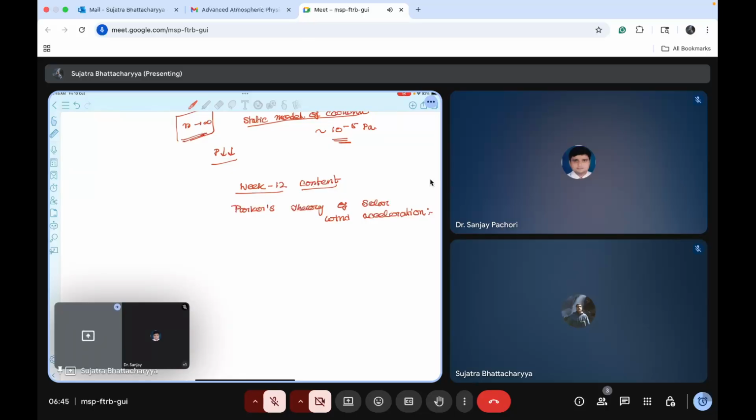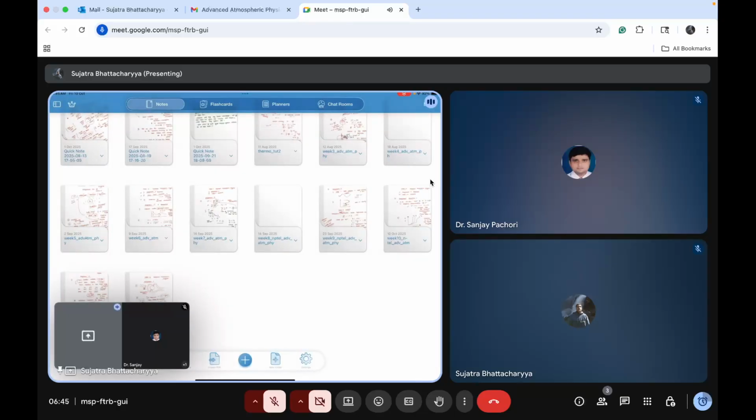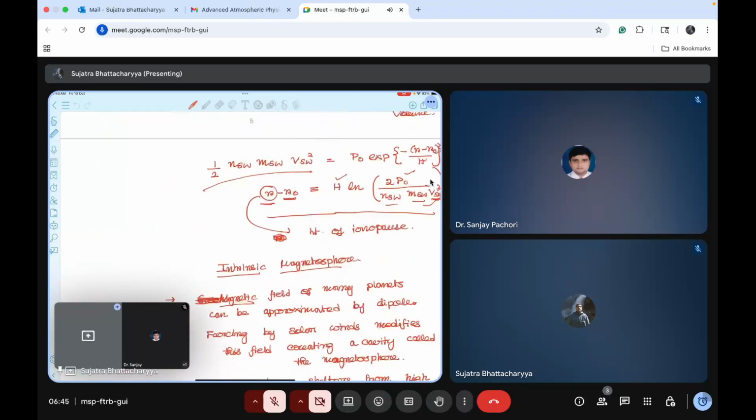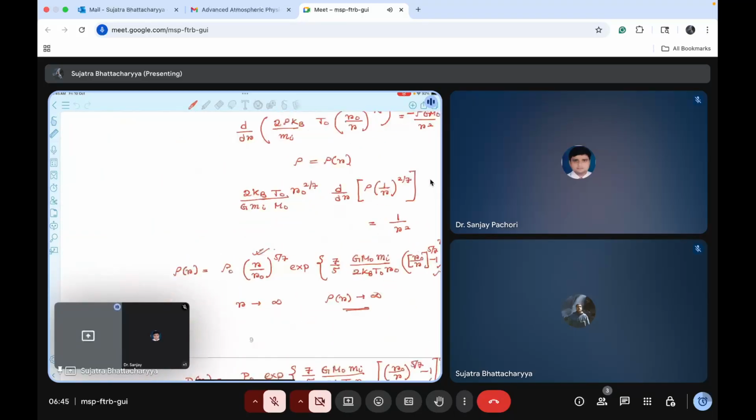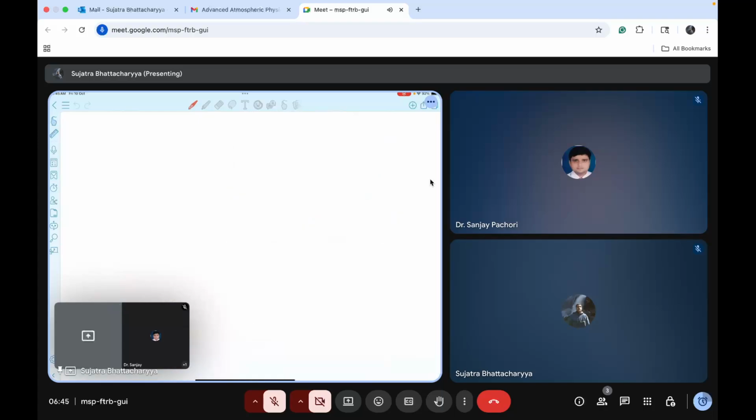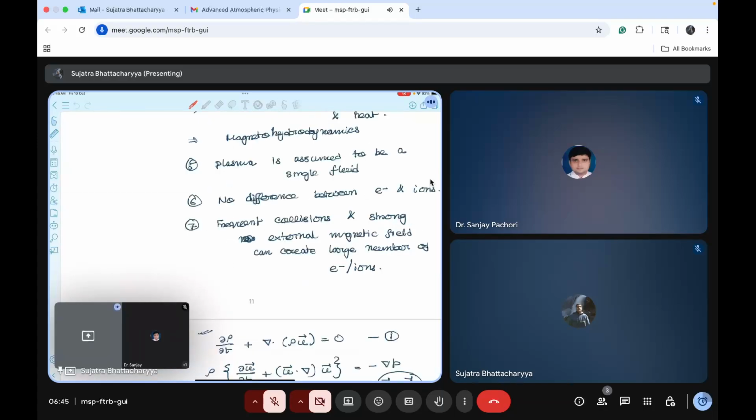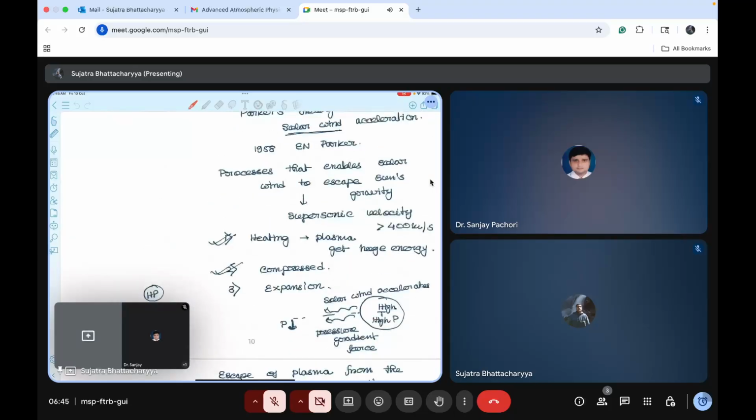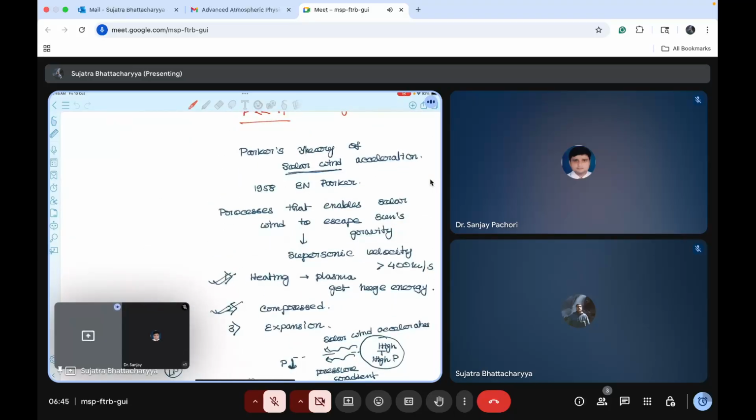Okay, just let me go one step behind and come to week 11 and go to the last part, just quickly discussing the assumptions of the solar wind theory. These are the couple of things which we discussed at the very end. Just a quick 2 minute recap of whatever we have done. Then we will start the derivation.